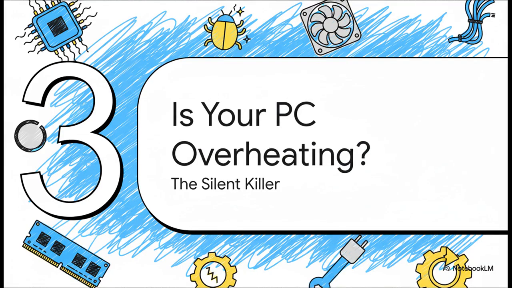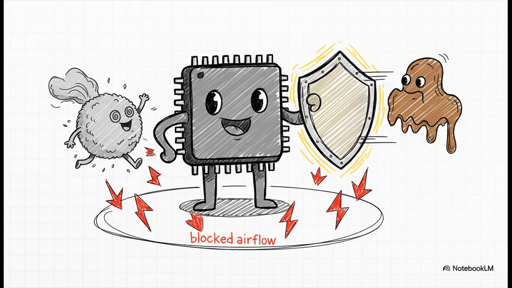Okay, so if it's not power, what's next on our list? Well, the next major suspect is heat. If your PC gets too hot, it does something really smart. It shuts itself down to avoid frying its own components. You can think of it like a self-preservation instinct. It's not really an error, it's an emergency shutdown. And the causes are usually pretty simple, physical things. You've got dust bunnies clogging up your fans, the thermal paste on your processor is old and crusty, or maybe you just have the case pushed up against a wall with no room to breathe.